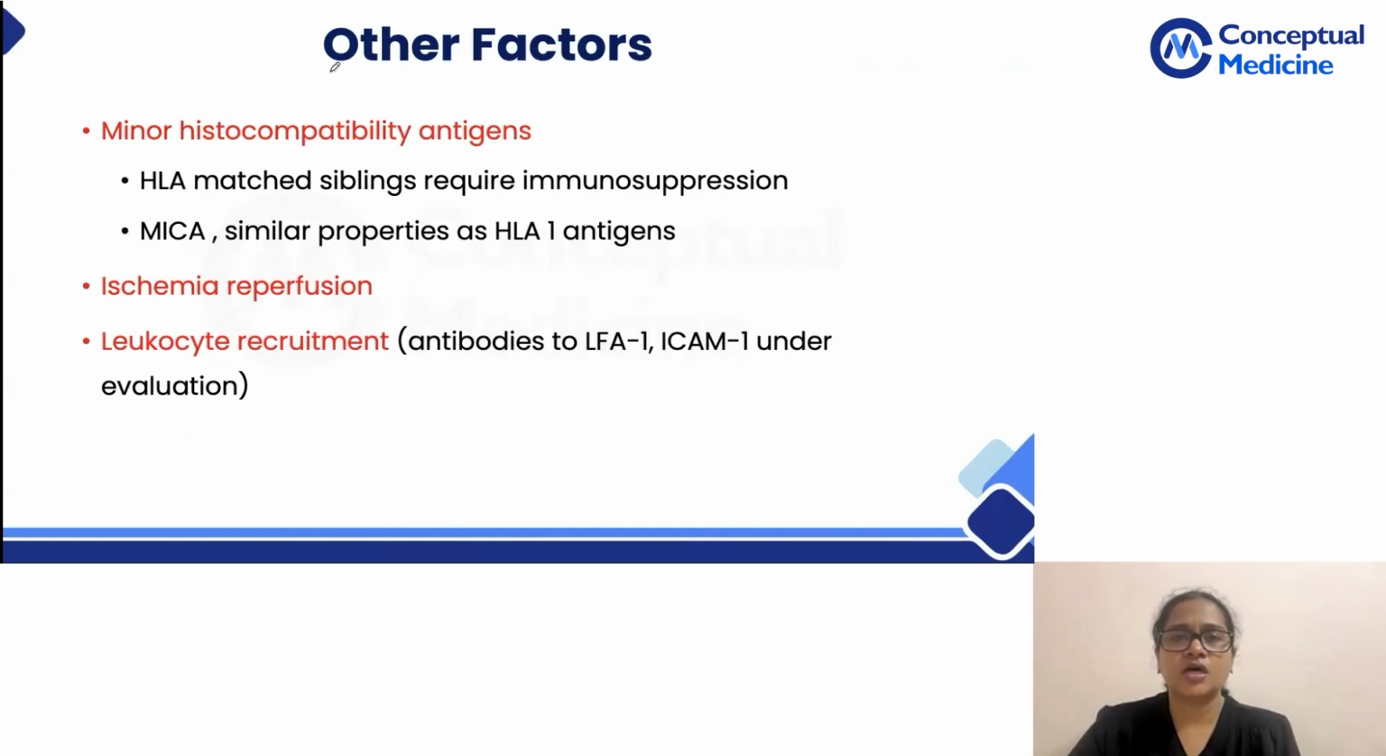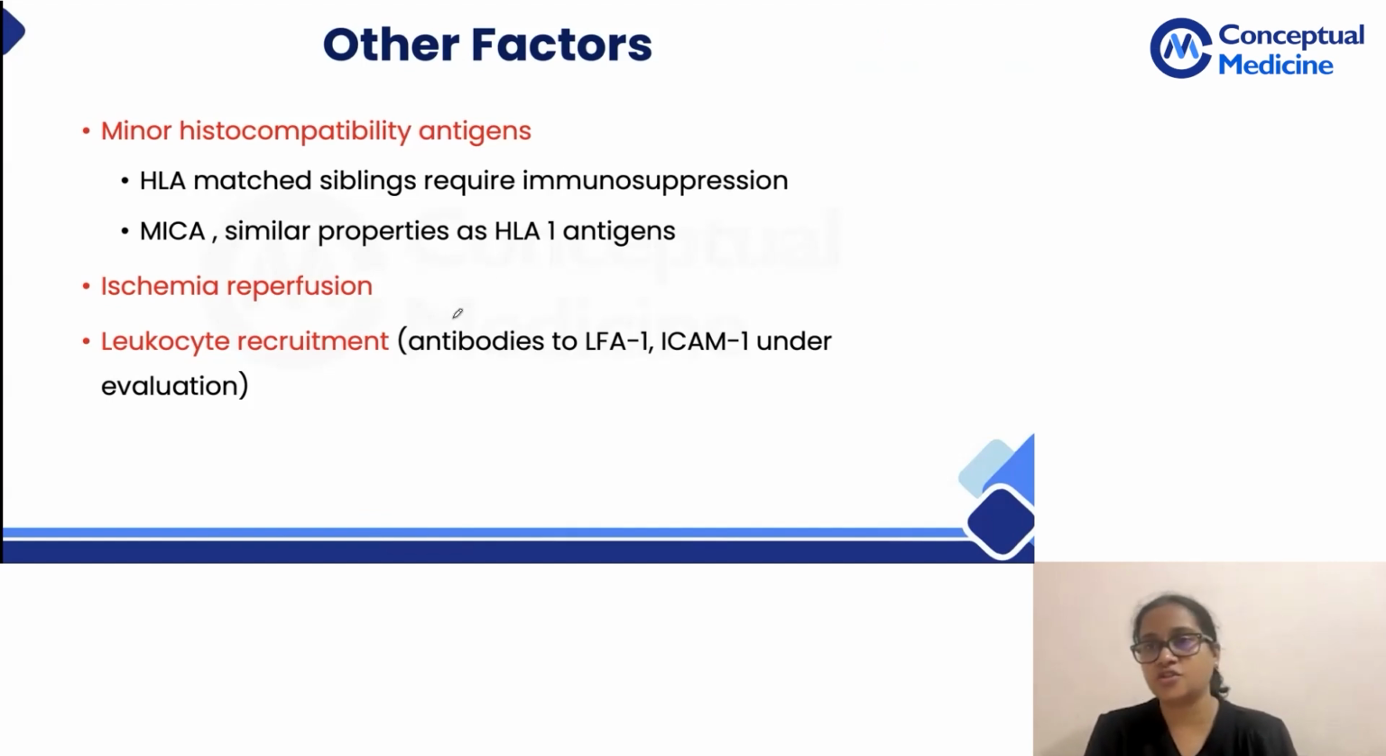So other factors: minor histocompatibility antigens. We came to realize that if you only see the major histocompatibility antigen match, even HLA matched siblings, who are not identical, also require immunosuppression. So apart from these 12 genes, 12 molecules, there are other molecules which can be variable, and that's how the minor histocompatibility antigens got identified.